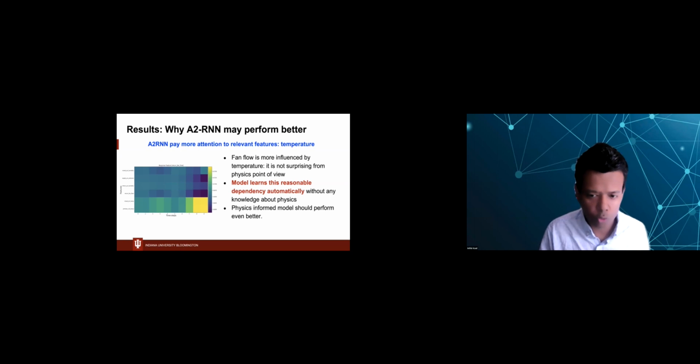And that is one way to validate this type of approach: if it can identify important variables automatically, and that is backed by our knowledge about physics, then that is perfect. That means it can identify all those dependencies automatically without user input. But a physics-informed model should perform even better if we can put that information directly into the model in the beginning, and we're investigating that. If we can put some human-learned information directly into the model, we can improve the prediction even further.